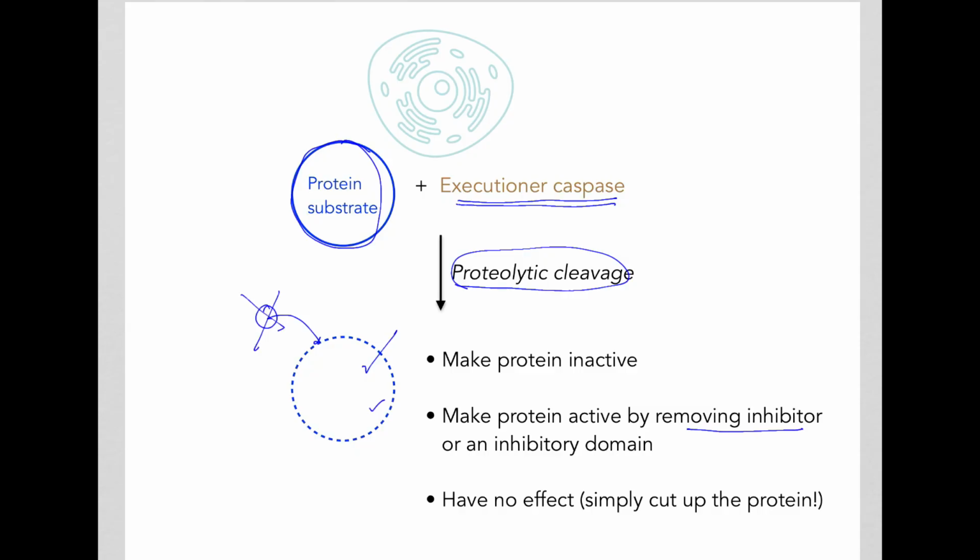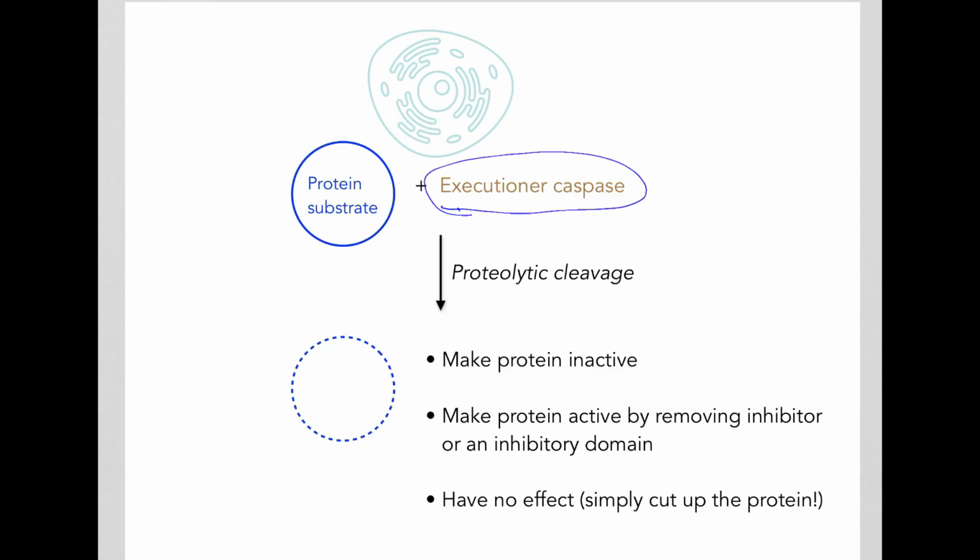The caspase could destroy this protein and make this protein active, or there could be a domain in this protein that is inhibitory, so the caspase could remove that domain and make this protein active, or the breakdown of the protein may have no effect at all. The protein is simply cut up and destroyed. So let's see some of these actions of executioner caspases, what they do to the cell to cause apoptosis by acting on certain protein substrates present in the cell.